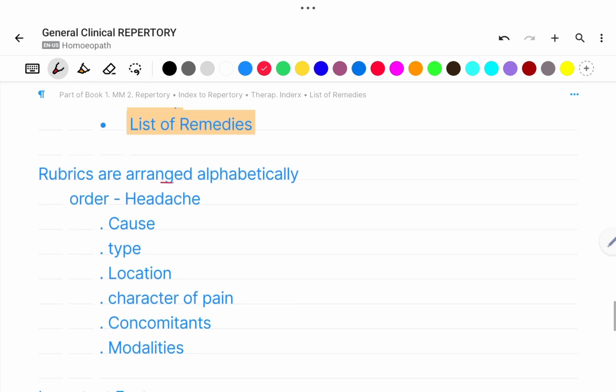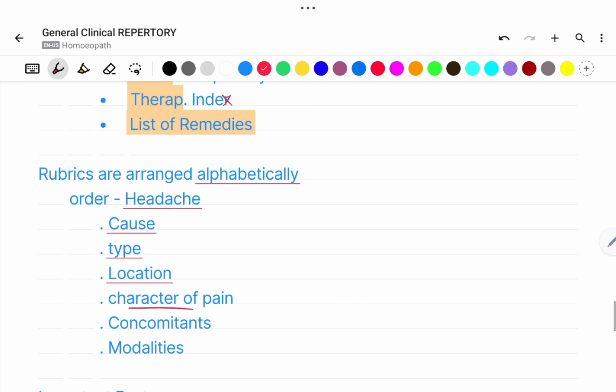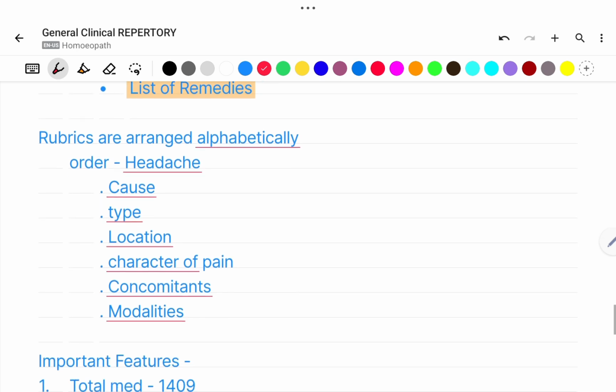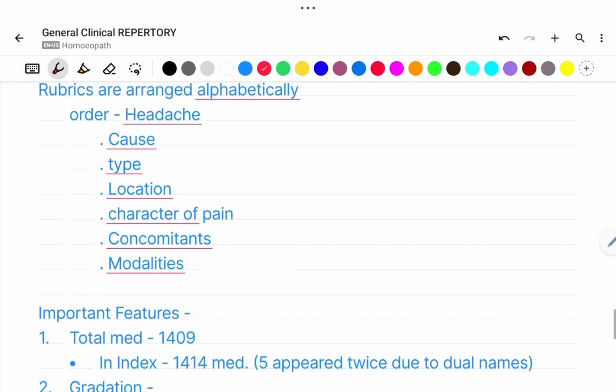Rubrics are arranged alphabetically in this book. For example, under headache, cause, type, location, character of pain, concomitants, and modalities are given. So the rubrics are arranged in this order.